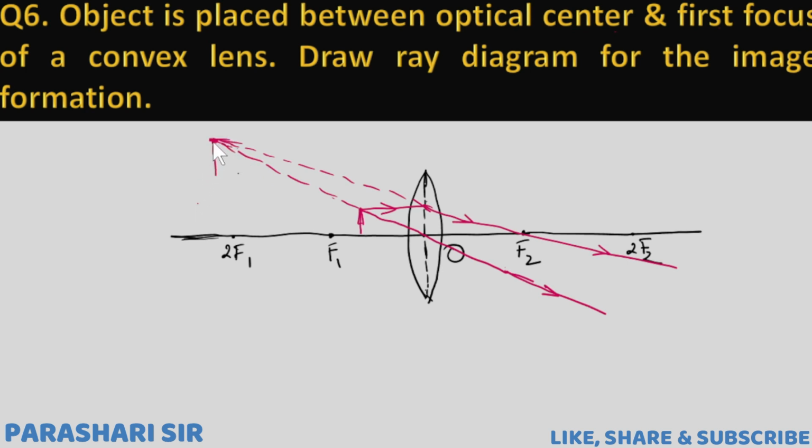This is the point where the refracted rays meet, and hence this is the position of the image of this object AB. Here AB is the object and A dash, B dash happens to be its image. This image is virtual, erect, and magnified.